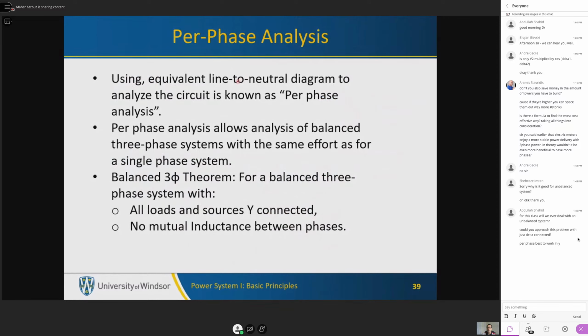I already introduced the per phase analysis, which is basically getting the equivalent line to neutral diagram. There are steps to do that. First, you need to convert delta connected loads to star connected loads, line to line voltages to line to neutral voltages, and so on. And this is valid only for balanced three-phase systems. We cannot use the per phase analysis for unbalanced systems. If the system is unbalanced, we have to deal with every phase separately: phase A, B, and C.